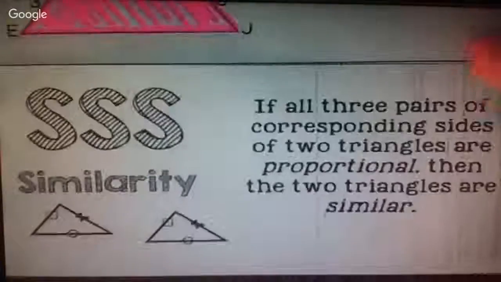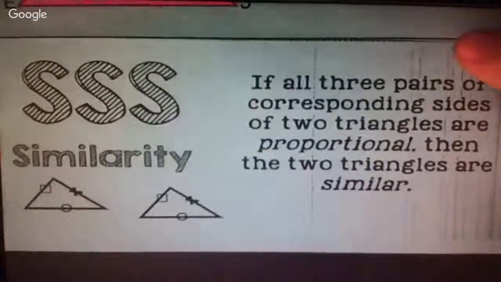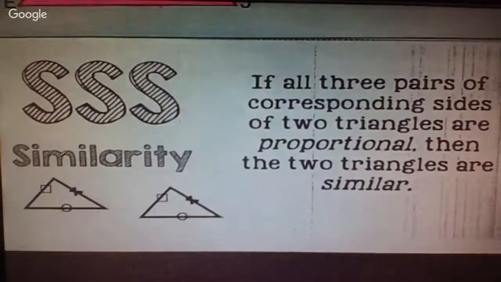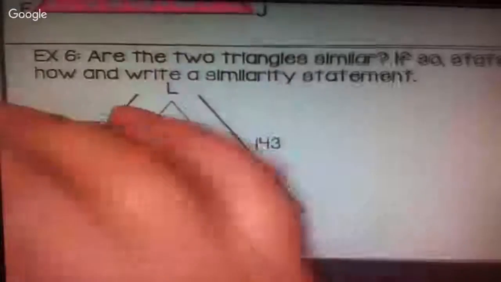All right. The last one is a pain. Because this one is side, side, side. Which means I have to prove that all 3 pairs of sides are proportional. So you need to do 3 separate proportions in order for this to work. You cannot just do one and move on with your life. You have to do all 3. So let's take a look at these.